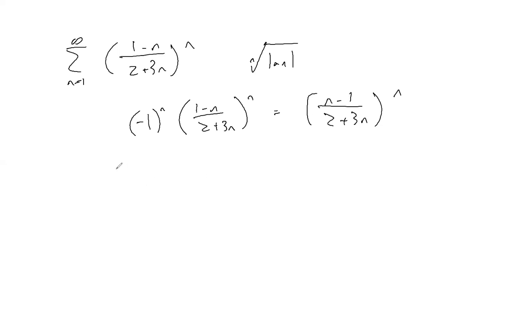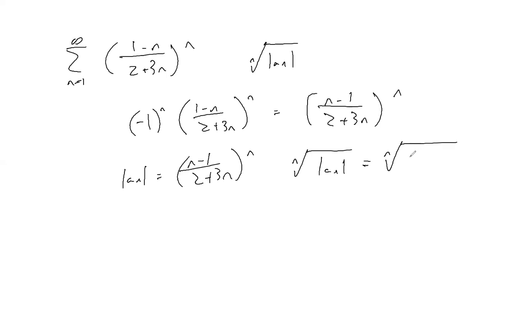So what I'm trying to say is that if I consider the absolute value of this, the absolute value of an is equal to n minus 1 over 2 plus 3n, all to the power n. So the nth root of the absolute value of an is equal to the nth root of (n minus 1 over 2 plus 3n) all to the power n. The nth root and the power n cancel, and I get this.